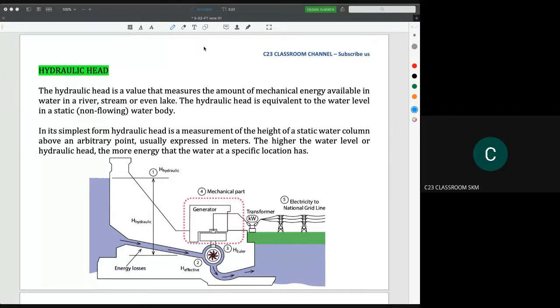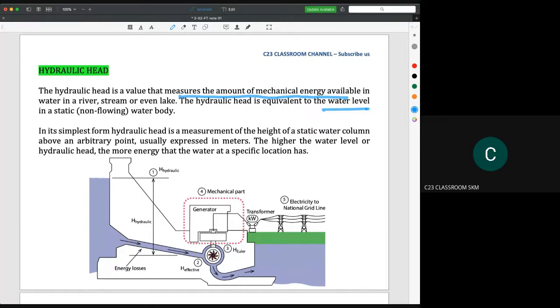In this lecture, I would like to show you the idea of hydraulic head in Francis turbine. The hydraulic head is a value that measures the amount of mechanical energy available in water in a river, stream, or even lake. The hydraulic head is equivalent to the water level in a static water body. In its simplest form, hydraulic head is a measurement of the head of a static water column above an arbitrary point, usually expressed in meters. The higher the water level or hydraulic head, the more energy that the water at a specific location has.